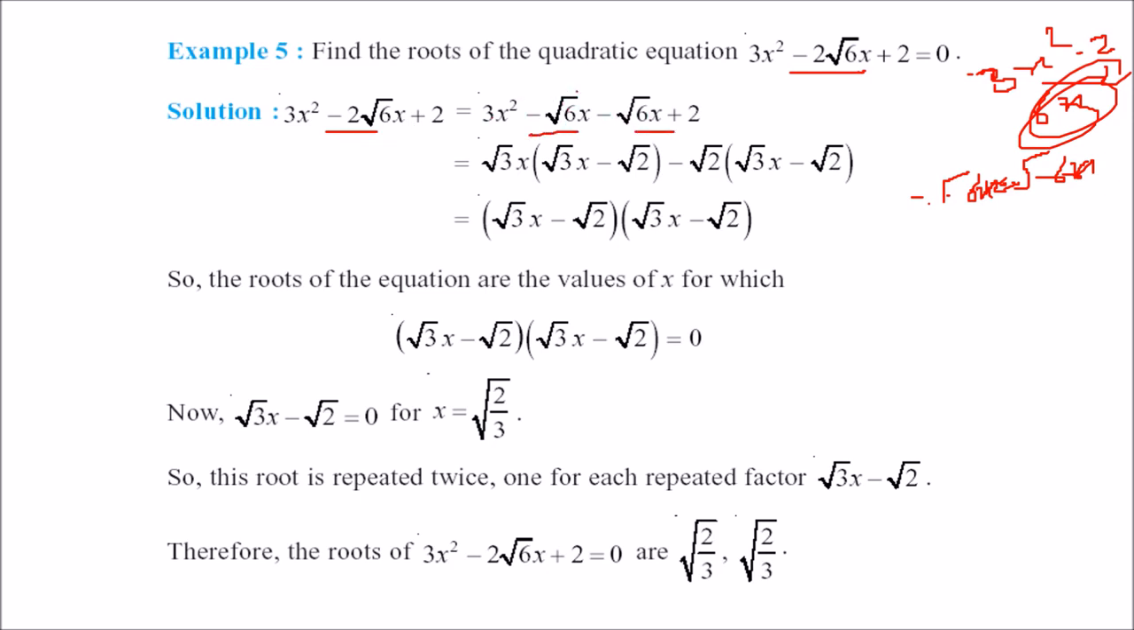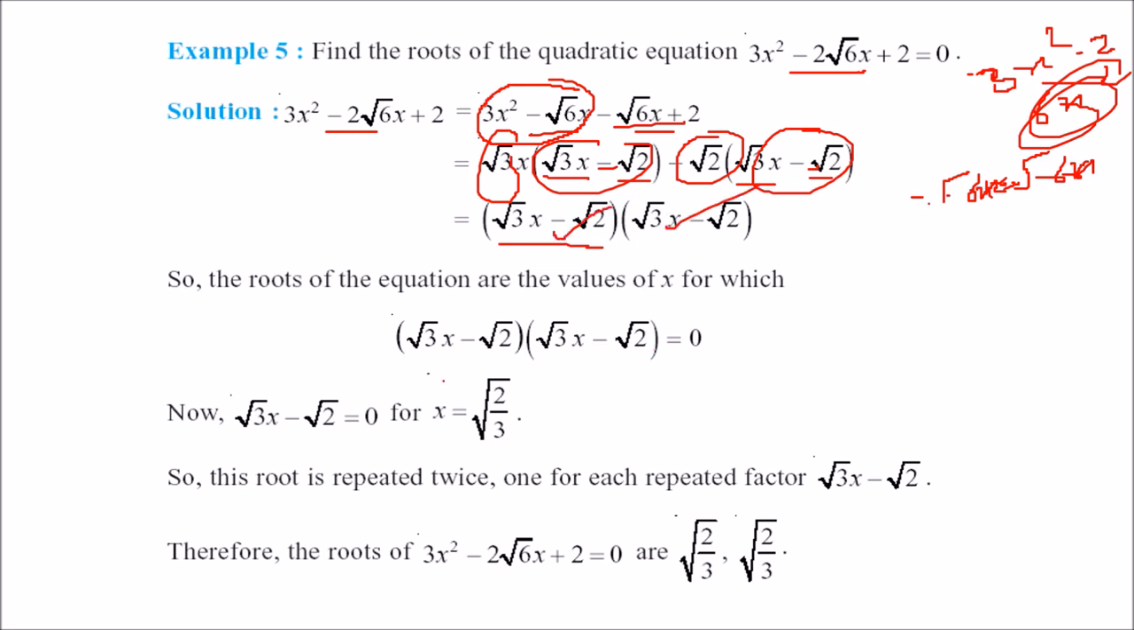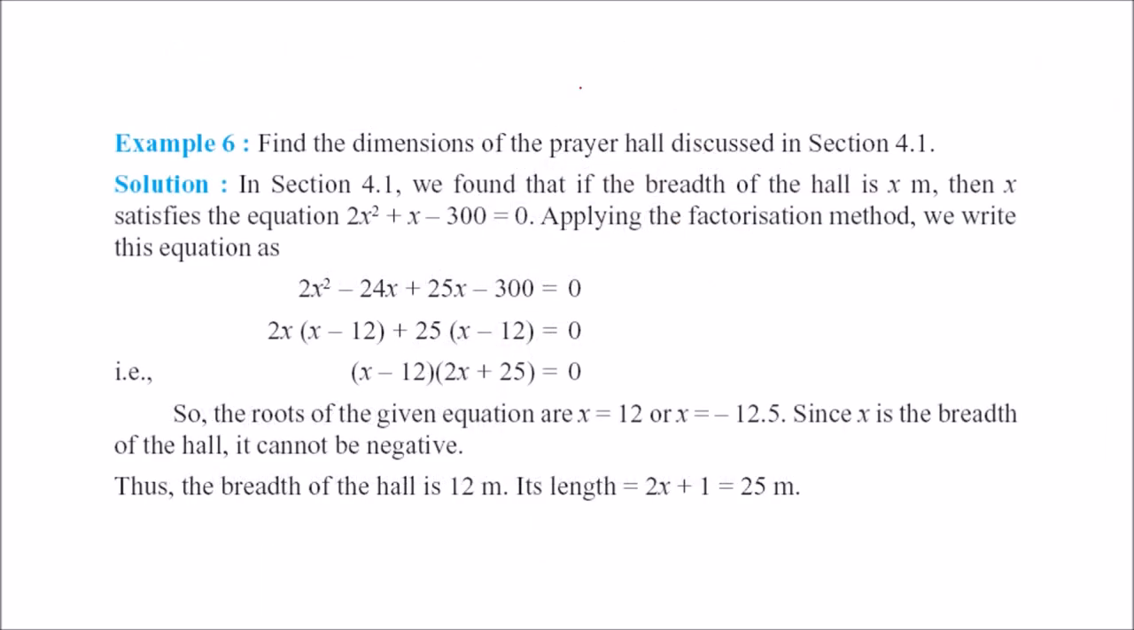Why have we written it here? Because we can take root 3x common here and you'll get root 3x minus root 2. You can take root 2 common here and you'll get root 3x minus root 2. These two terms can now be taken outside, or this factor can be taken out, and inside you'll get root 3x minus root 2. You see that these two are exactly equal. When we equate it to 0, you'll get x equal to root 2 by 3 in both cases. So this equation has two roots which are equal, root 2 by 3.